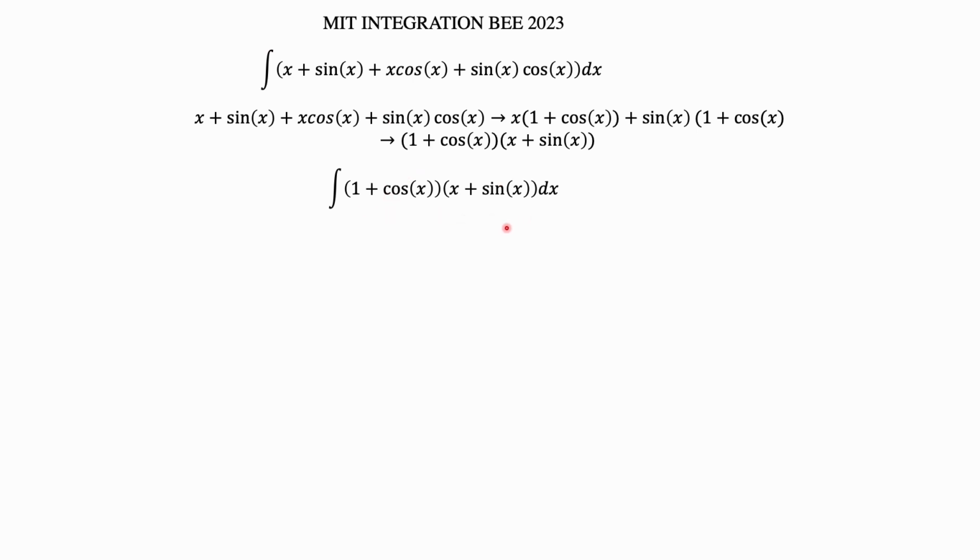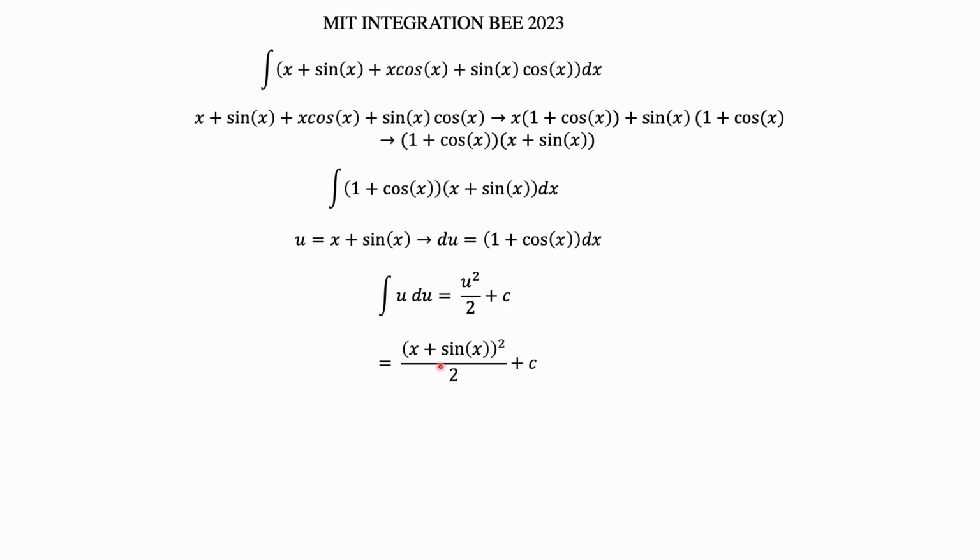Now you can see, if I take u as x plus sine x as my substitution, you get du equals 1 plus cosine x dx. Now you can substitute and this becomes very easy: u du, and this is u square by 2 plus c. Now you can plug back your substitution and see how easy it becomes.